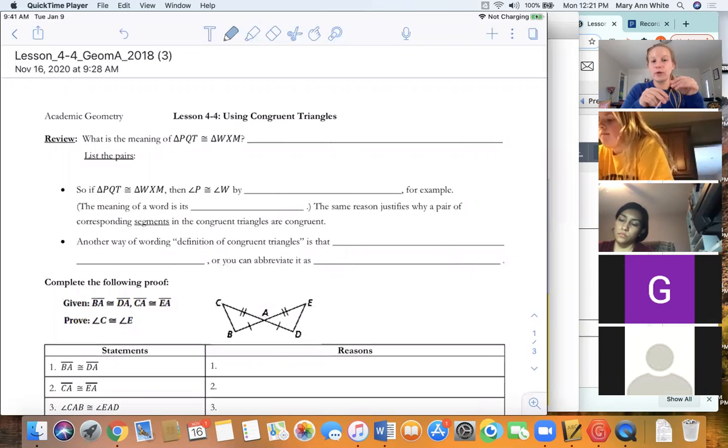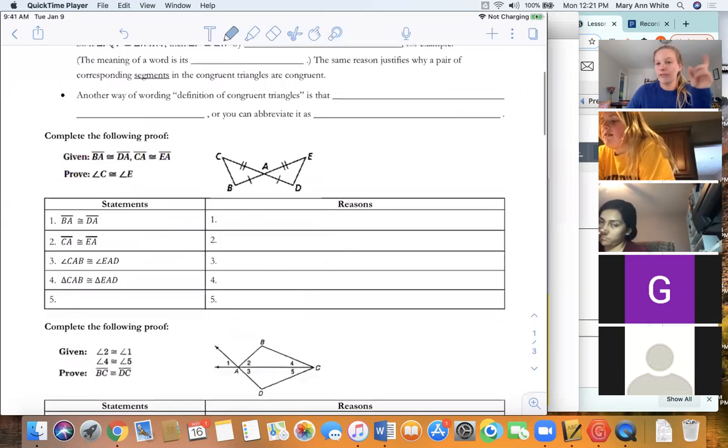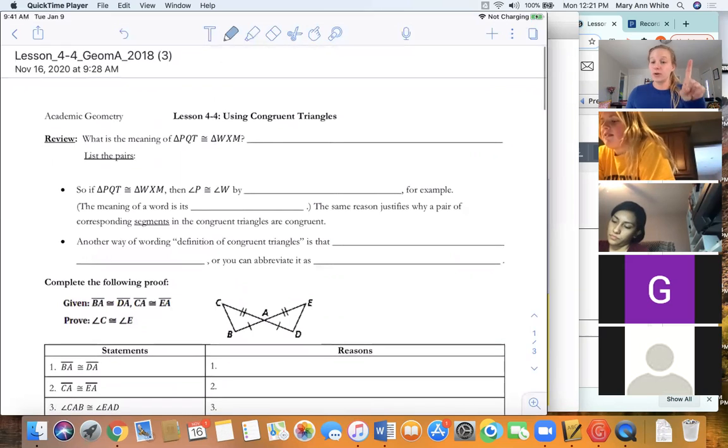So unit 4.4 is using congruent triangles. You see we've got 2 proofs on this page, so we're kind of building up to a proof. And I really only have 1 piece of new information to show you today. Before I show you that new piece of information, let's talk about what this means.